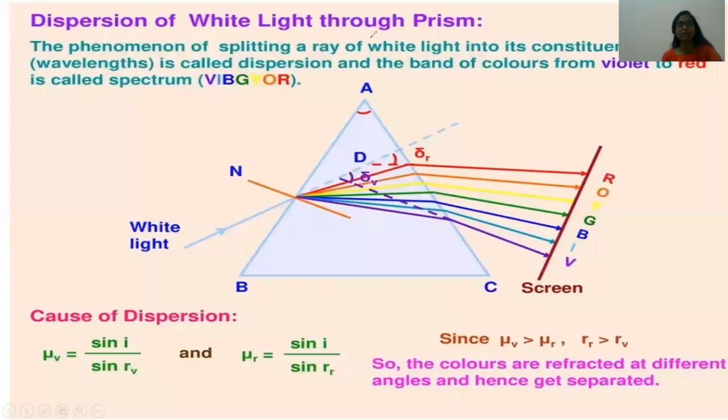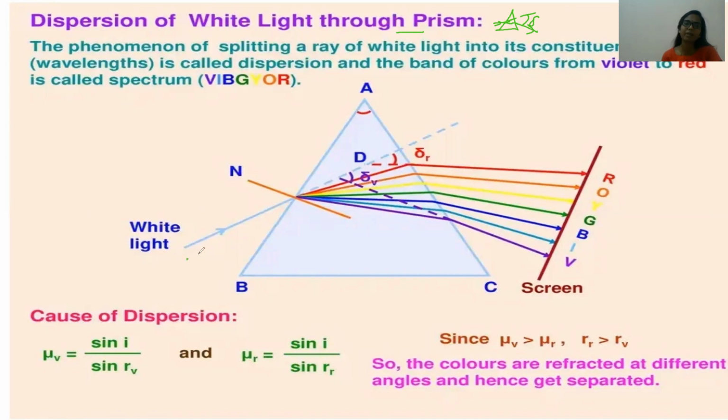After the derivation, try to understand the dispersion of white light through the prism. When you pass only one light, as observed in the last slide, like a laser having only one color, red or green, it is going to deviate. That is what we observed, and we derived the relation for the angle of deviation. But here we are passing white light.